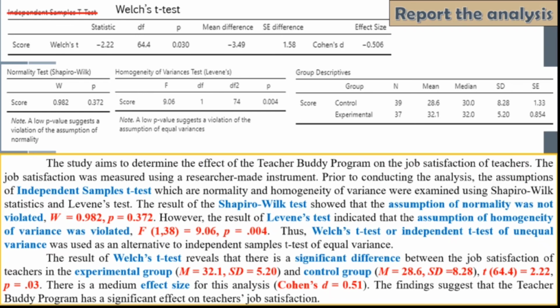The result of Welch's t-test reveals that there is a significant difference between the job satisfaction of teachers in the experimental group and control group, represented by the given values. There is a medium effect size for this analysis with a Cohen's d of 0.51. The findings suggest that the teacher body program has a significant effect on teachers' job satisfaction.